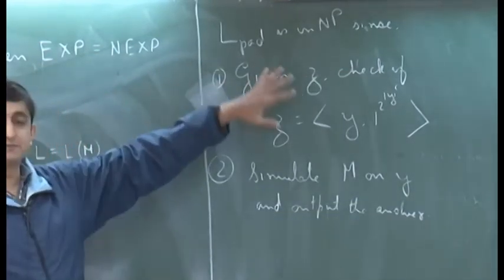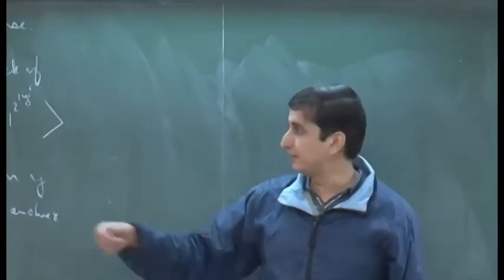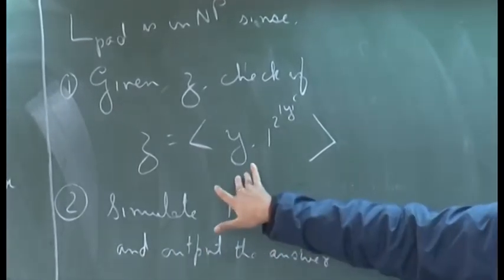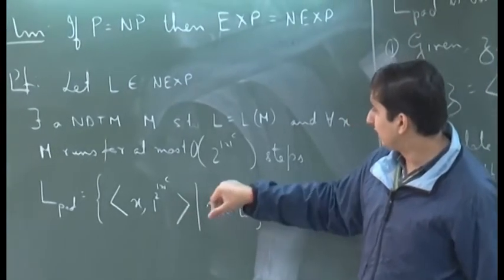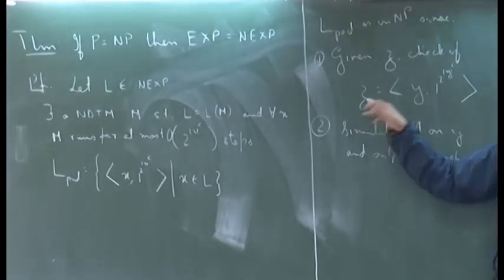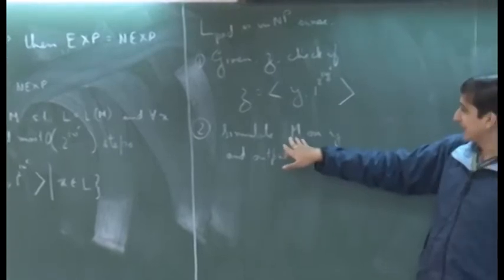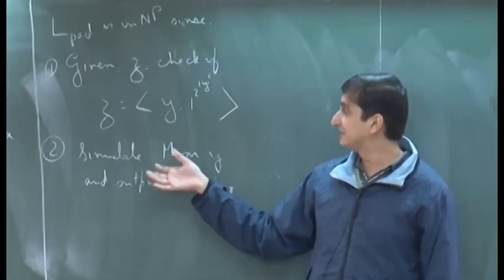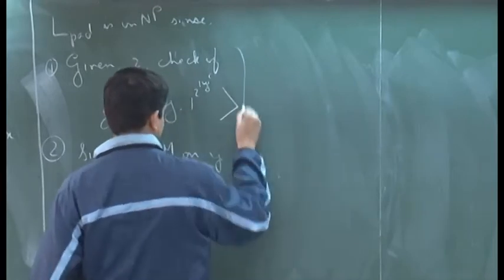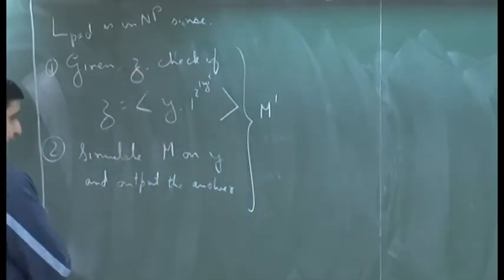So, what is the running time of this new machine that we are constructing? First we are just scanning the input from left to right. If the input has length z, that takes order z steps, and then we are just simulating M on this string y. We know that M runs for at most 2 to the power y to the power c steps, so the second step will also be order z. This entire computation is non-deterministic because M is non-deterministic. But the good thing is that now the running time is linear in the size of the input. We can give a name to this machine, let us say M prime.